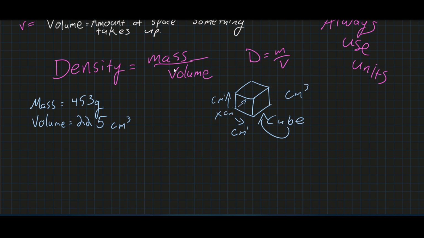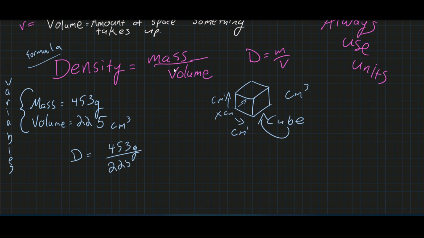So, one of the first things I always do when I have a problem to work on is I identify what my variables are, and that's what these are. These are my variables. And then I apply them to my formula. So, density equals 453 grams divided by 225 centimeters cubed.